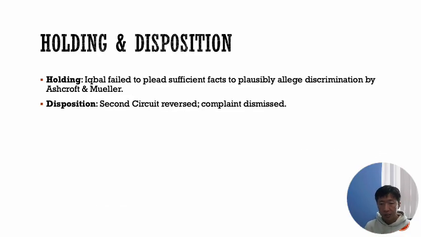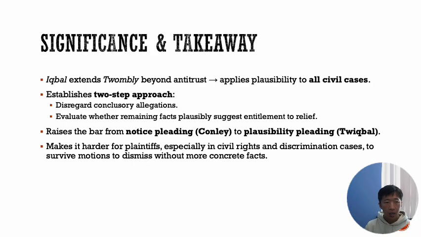Okay, holding and disposition. After all the analysis, the court held that Iqbal failed to plead sufficient facts to plausibly allege discrimination by Ashcroft and Mueller, and the decision and disposition is the Second Circuit reversed and complaint dismissed. So what is some significance and takeaway? What we can get from this case?